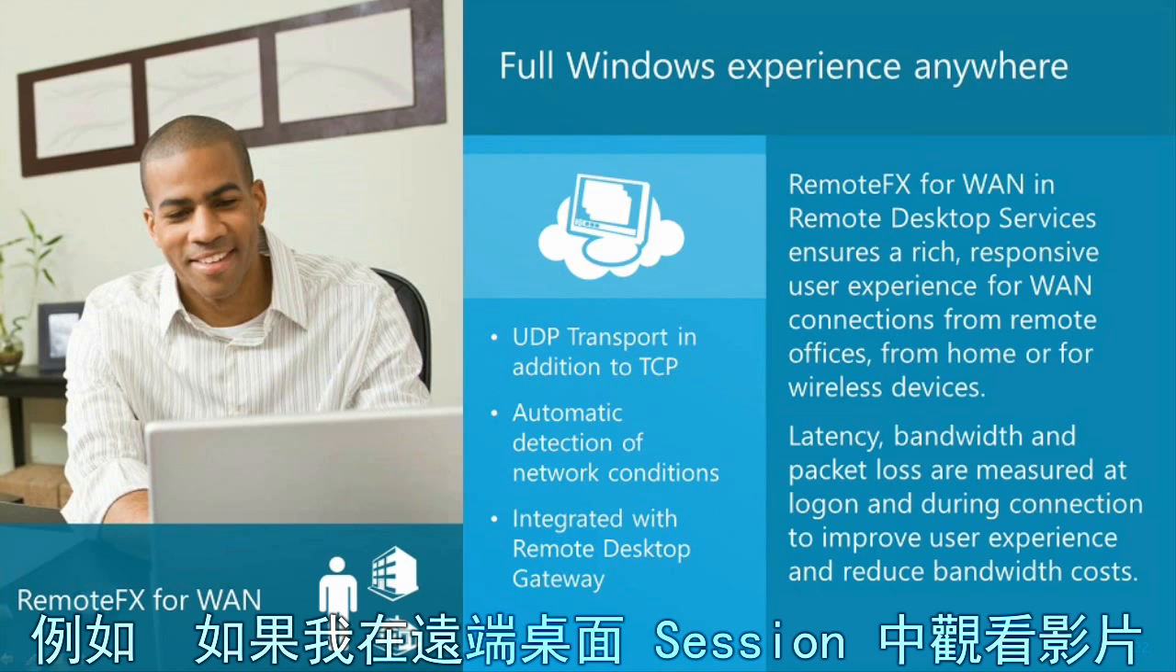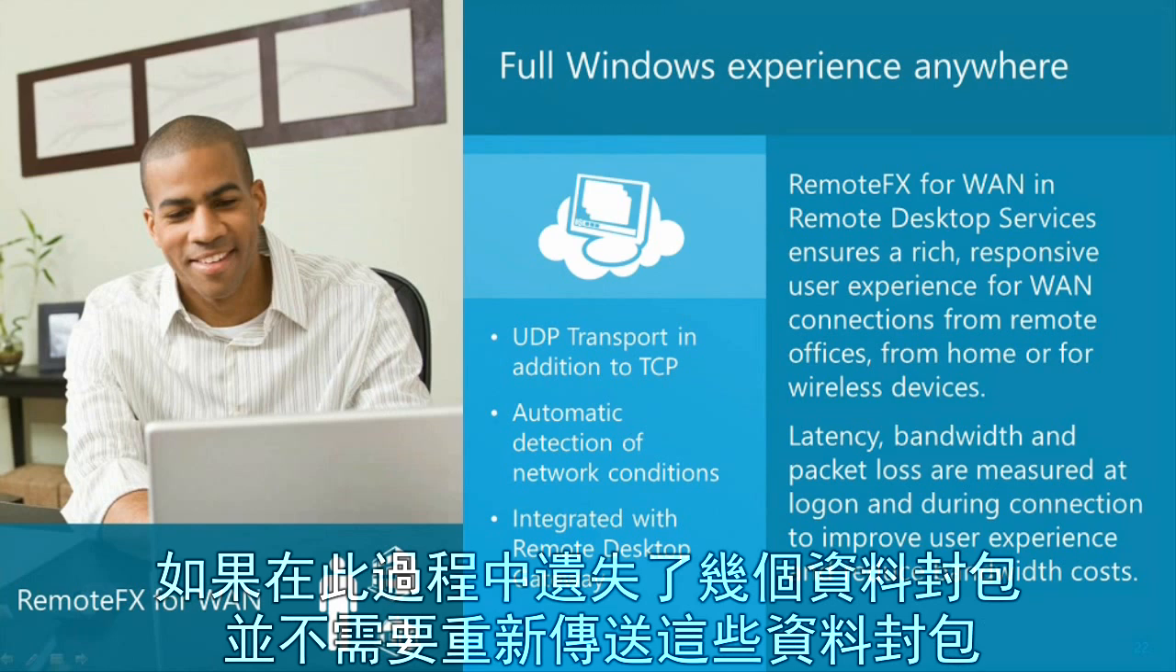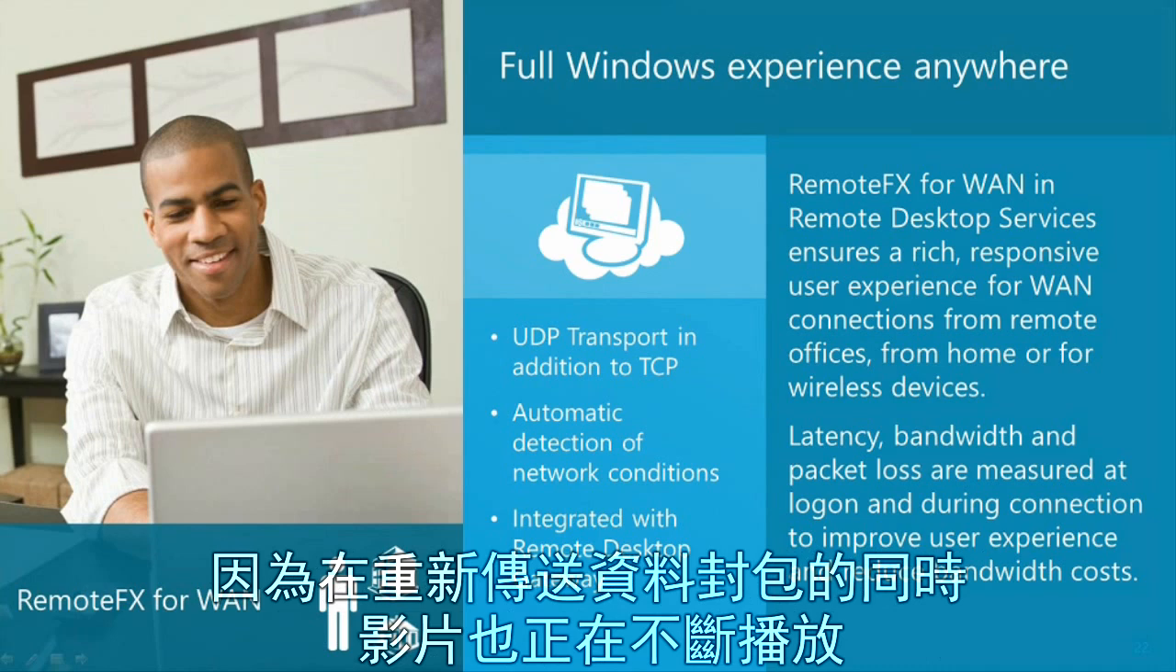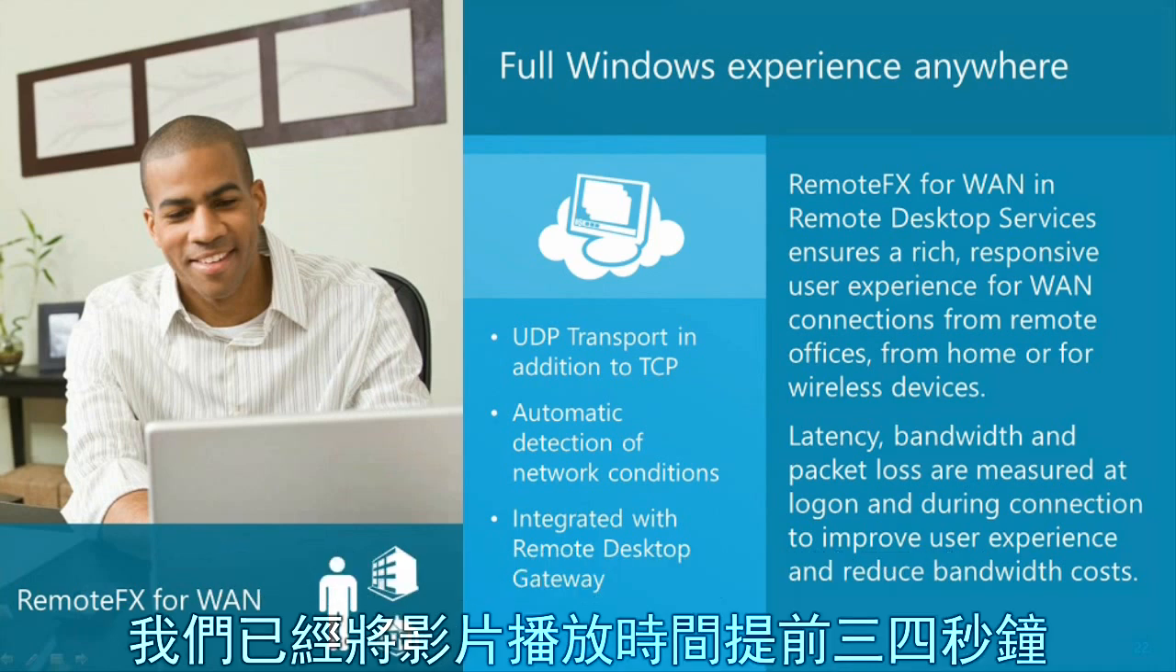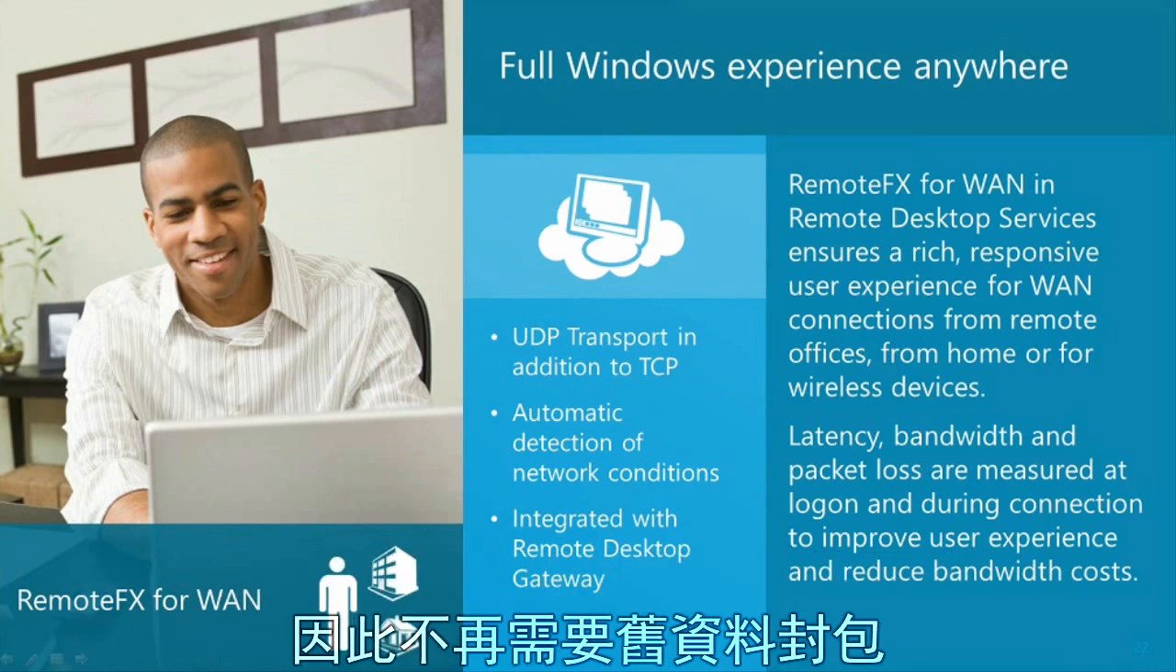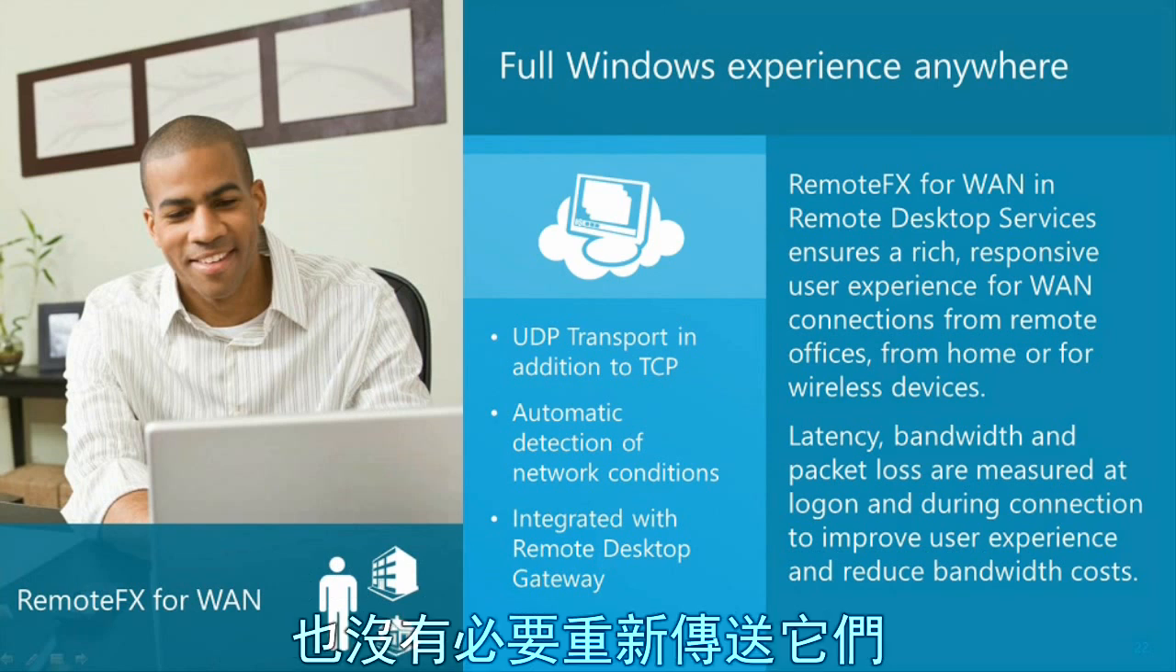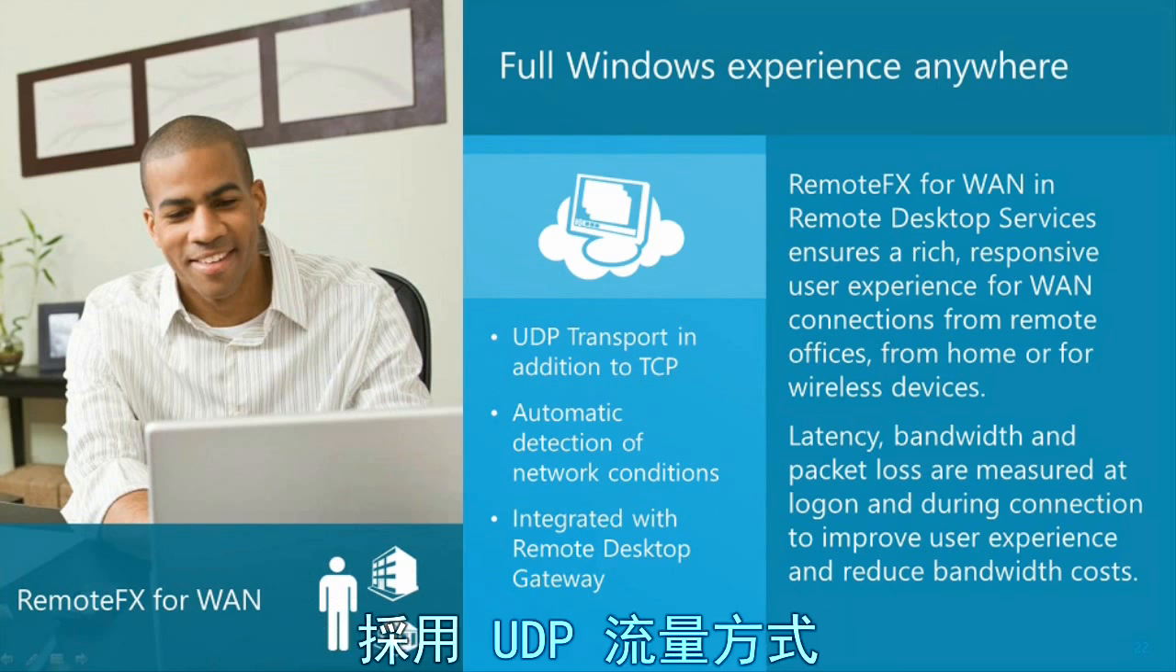For example, if I'm watching a video inside a remote desktop session and a few packets are dropped along the way, I don't really need those packets to be resent, because by the time they are resent, my video has moved on. I'm 3 or 4 seconds ahead in the video. I don't need those old packets anymore, so there's no reason to resend them. With UDP traffic, that's effectively what we're doing.